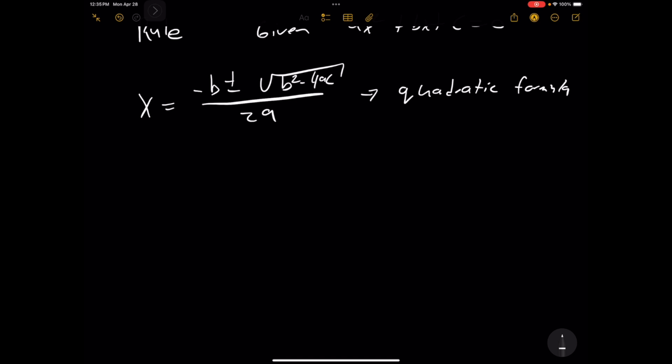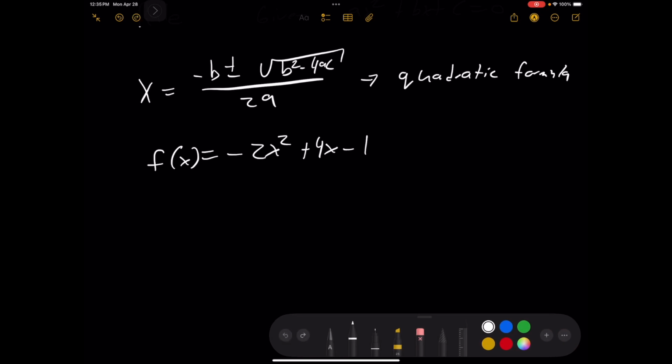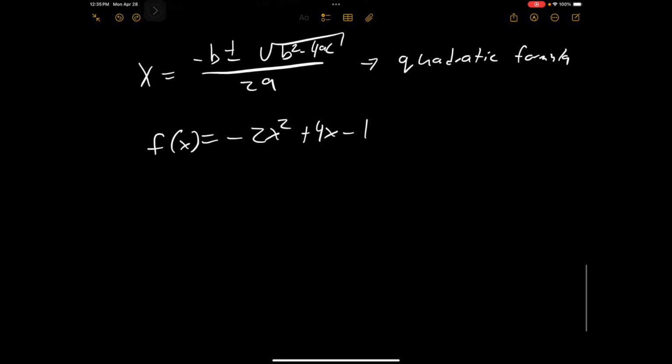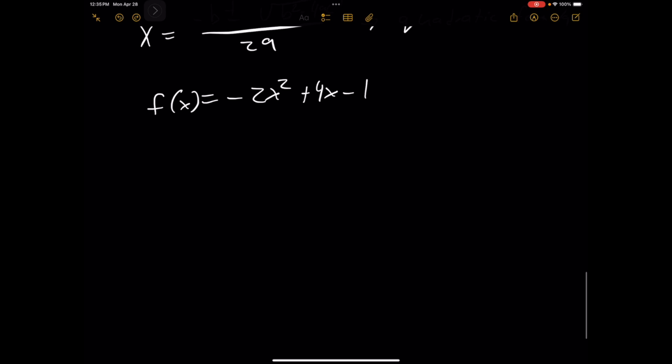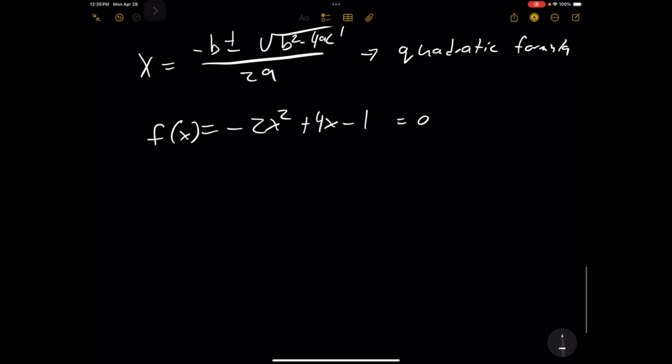Now let's say I wanted to graph a function. Let's say I wanted to graph, for example, f of x equals negative 2x squared plus 4x minus 1. If I want to graph this function, I can just plug it directly into the quadratic formula to find my x values for which y is 0, for which my function is 0. So my step 1 is setting this equal to 0. Here I have a equals negative 2, b equals 4, c equals negative 1.